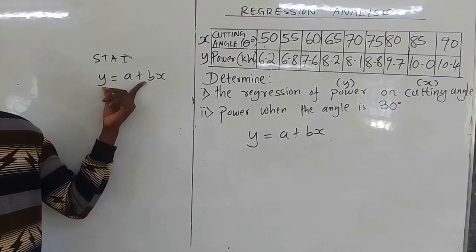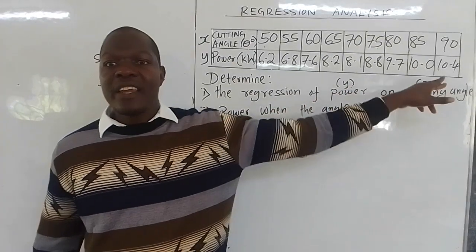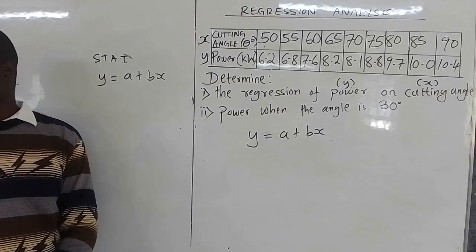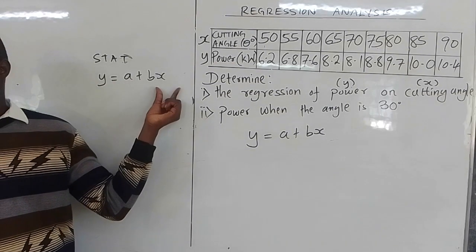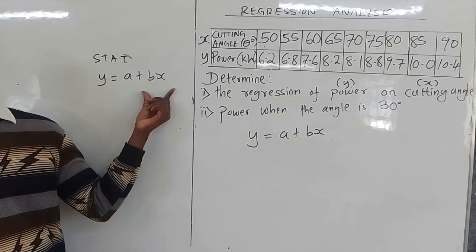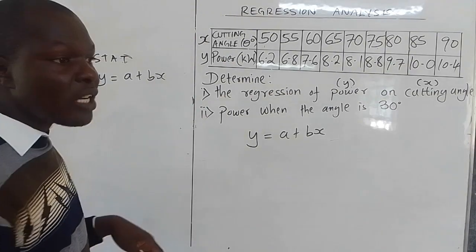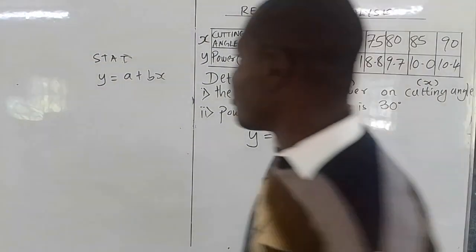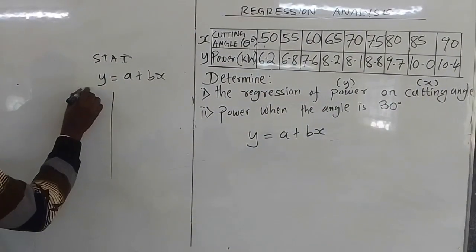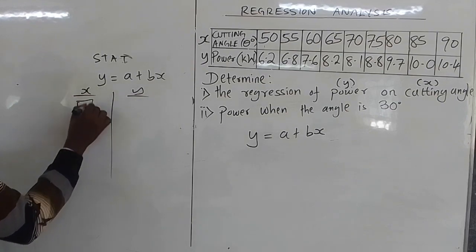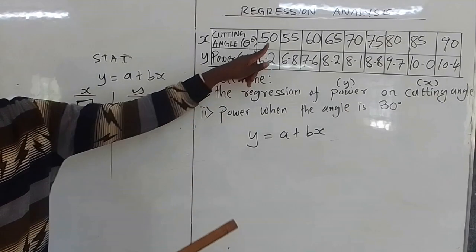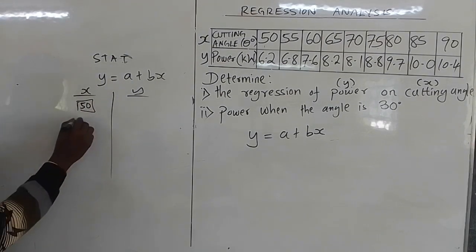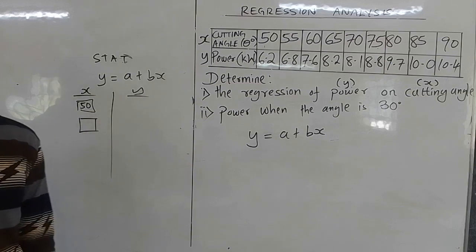That is why it was easier to let power be y, because this option is in the calculator. So have you selected the option of y on x, the equation of a straight line? Once you select that, the calculator will give you a table with x and y values. It will tell you to feed the x value. You feed the first x value, which is 50. When you press equal, it will take you to the next x.